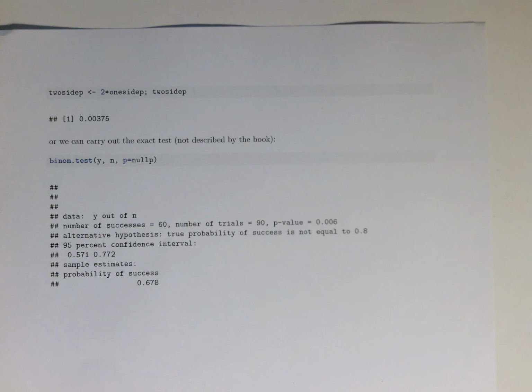Same code, everything put together in the same manner. Again, lots of different ways of thinking about both inverting confidence intervals and then looking at tests. They're really two sides of the same coin.